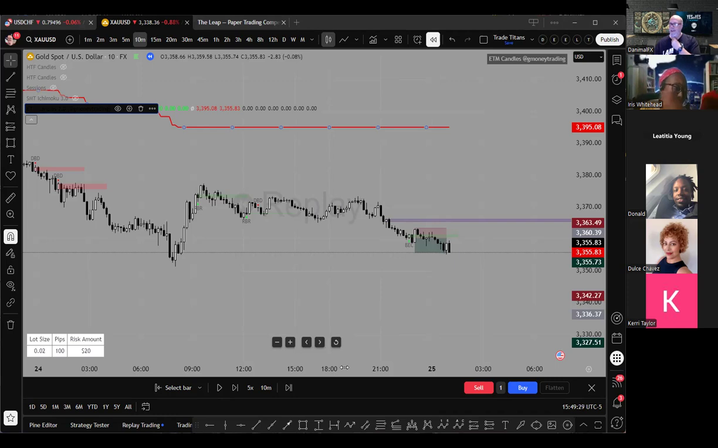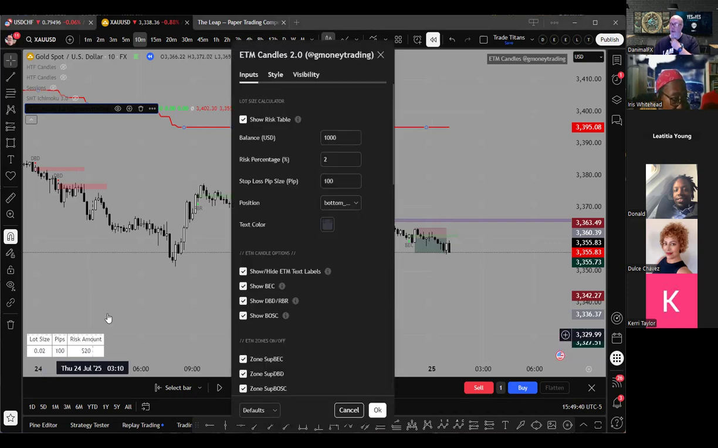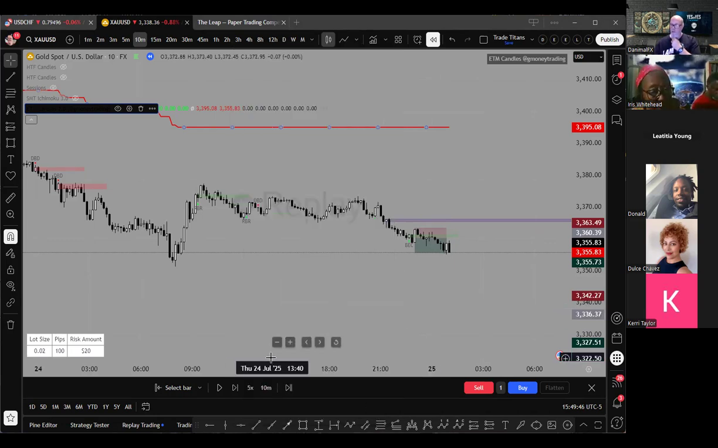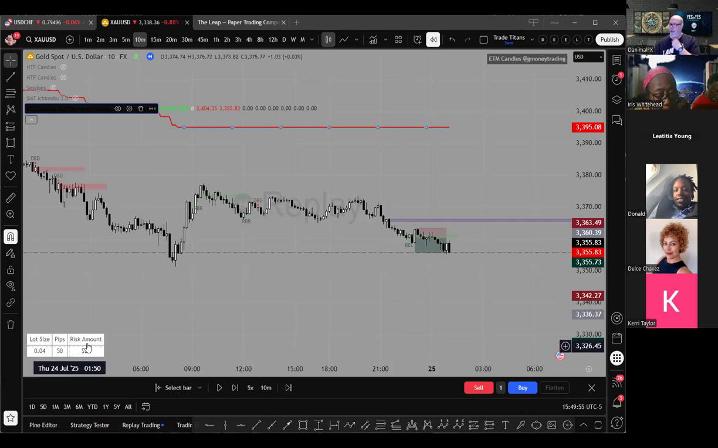My brains are fried. Okay, so you said with the 100 pips, you're risking $20 to gain $20. Even if you changed it and did 50 pips, say you did a 50 pip risk, you're still risking the same $20, and your lot size would change to 0.04. See how that changed with the higher risk? The lot size changes. That means you get money faster.